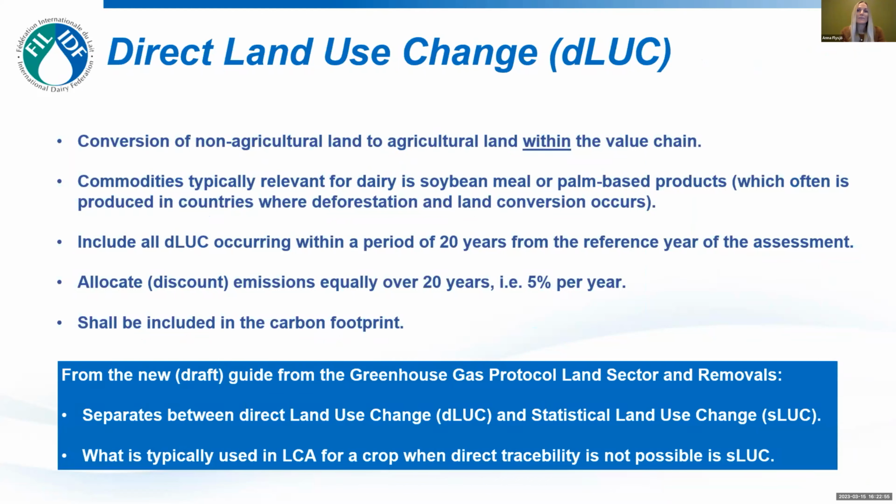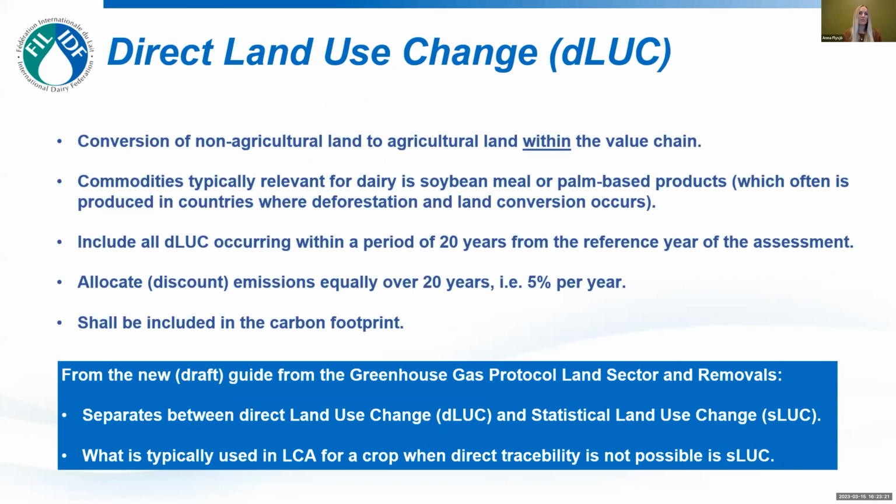And when we talk about the direct land use change, that is conversion of non-agricultural land to agricultural land within the value chain that you study. And the commodities that are typically relevant for dairy are soybean meal or palm-based products, which are often produced in countries where deforestation or land conversion occurs.